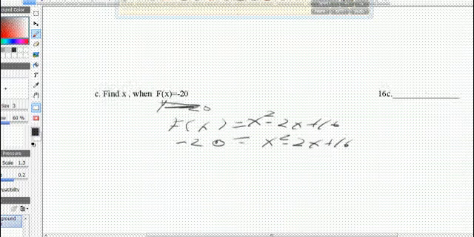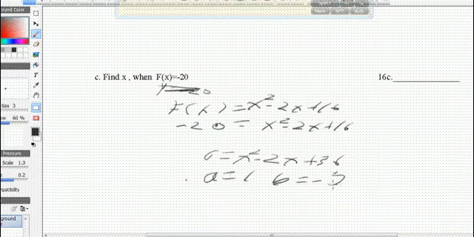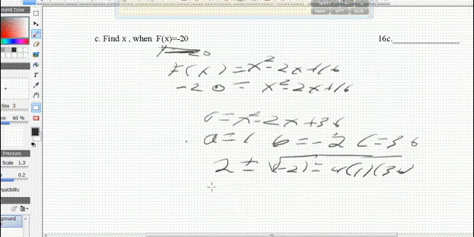Bring that 20 across the bridge. You end up with x squared minus 2x plus 36. You got to use the beast on that one. A equals 1, B equals minus 2, C equals 36. The formula says the opposite of b plus or minus the square root of b squared minus 4 times a times c, which is over 2 times a, which is 2.